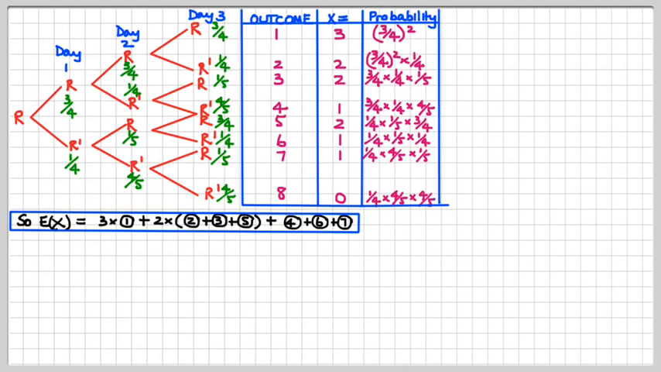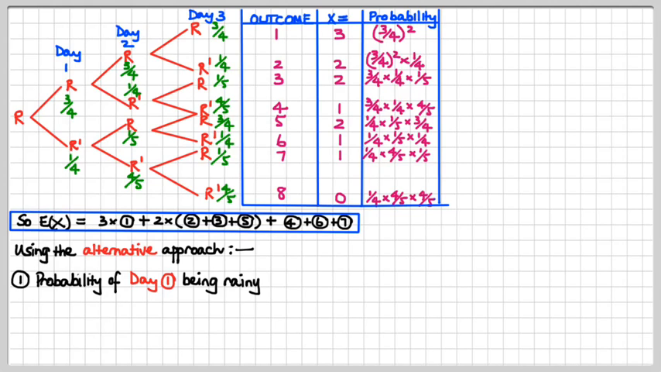Okay, now what we're going to do is the alternative approach, and you're going to be amazed. Watch this. Firstly, the probability of day 1 being rainy, guys. The probability of day 1, and then the probability of day 2, and then the probability of day 3, and then add them all up. That's how you do it, remember?